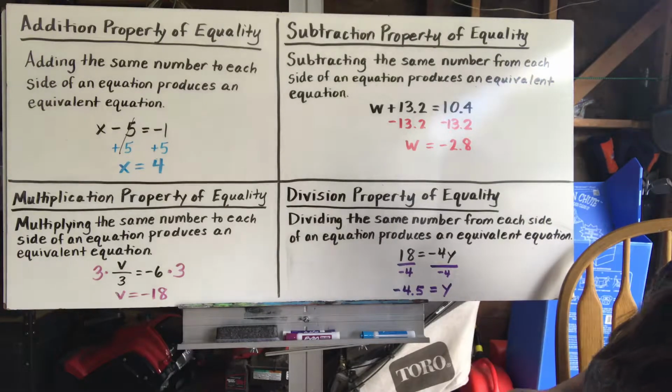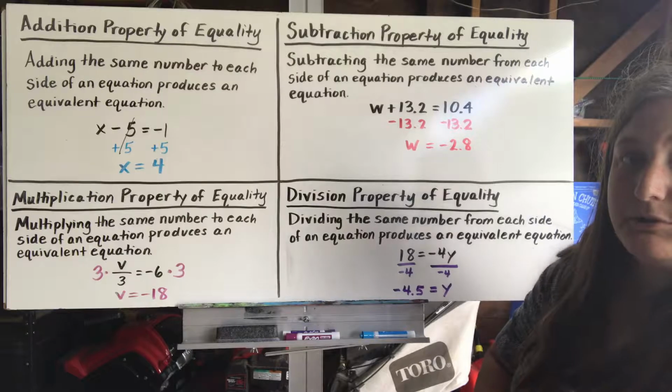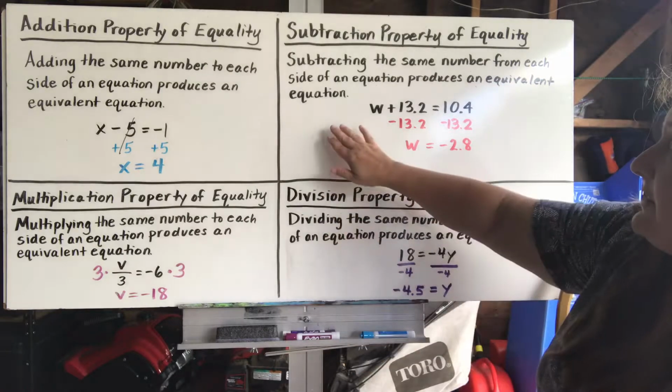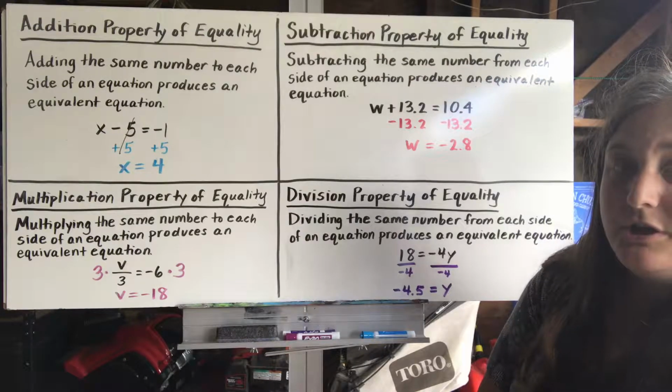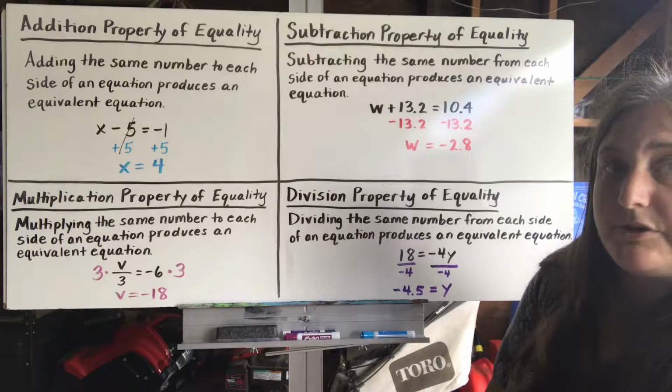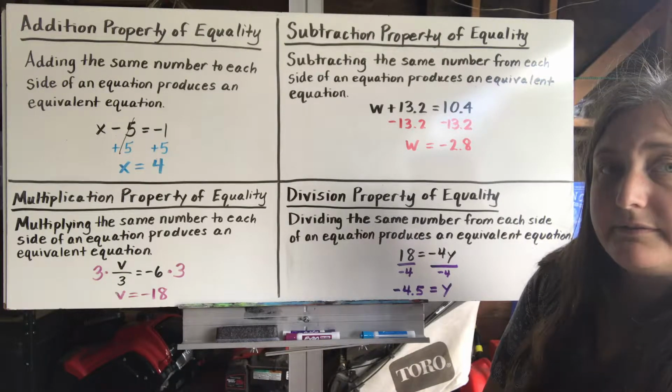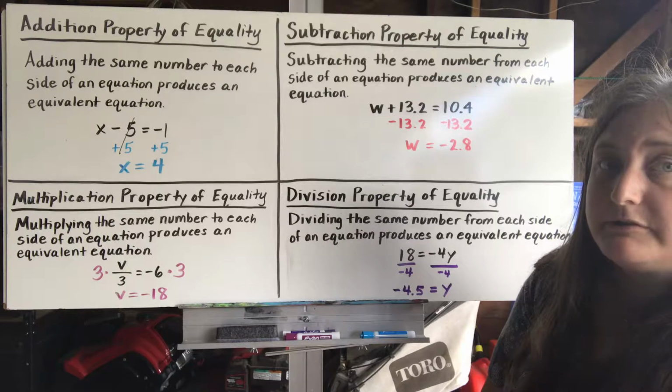The subtraction property of equality is very similar to the addition property. It's just stating that if you subtract the same number and you do it from both sides of the equation, you maintain equivalent equations. So you can't just subtract something from one side. You have to do it to both sides in order to solve your equation.